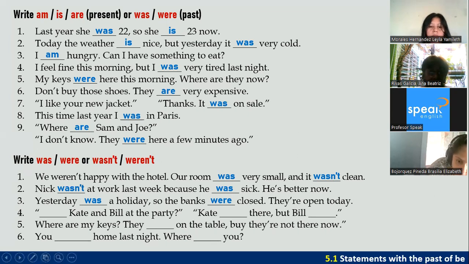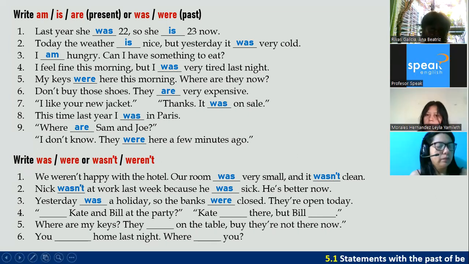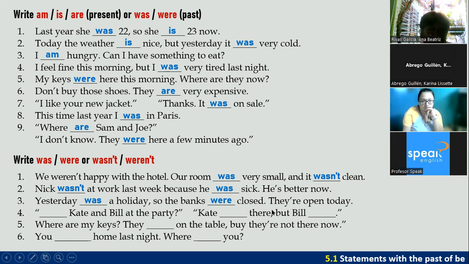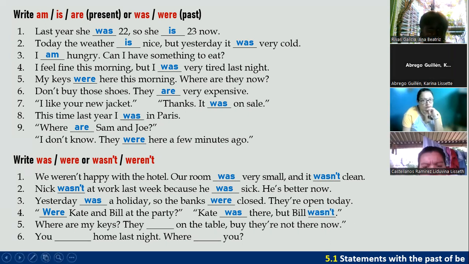Ana Beatriz, please. Was Kate and Bill at the party? Kate wasn't there, but Kate was there, but Bill wasn't. Wasn't. Very good. Thank you, Ana Beatriz.